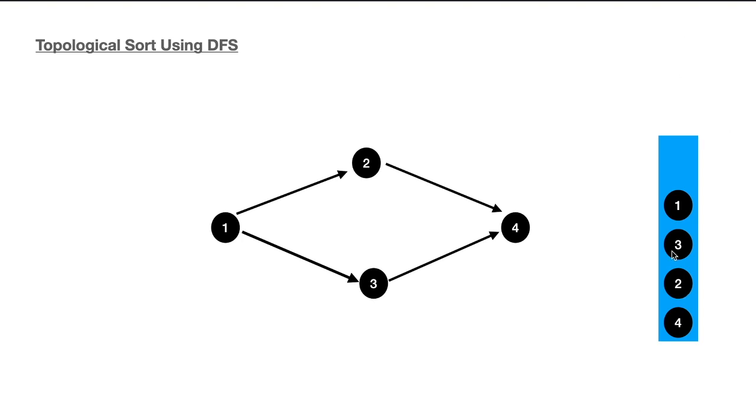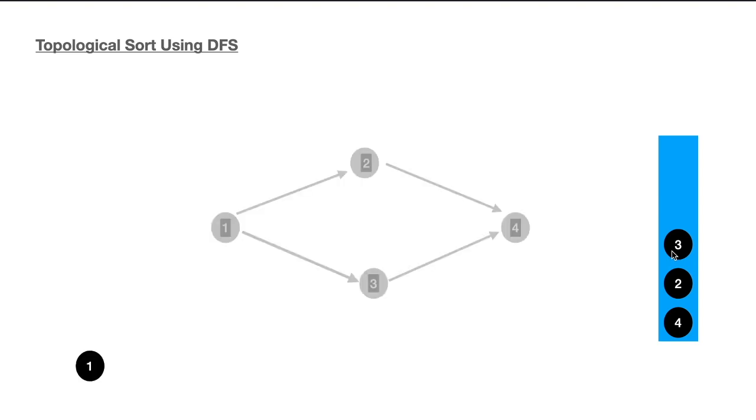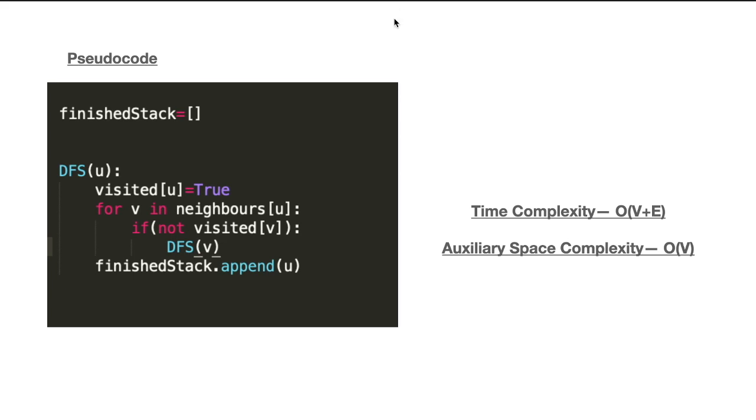And at the end of it, since it's a stack, I can just start popping the nodes one by one. Once I do that, this is a valid topological order for the given graph: 1, 3, 2, and 4. So this is the pseudocode of what I had just described. I'm maintaining a finished stack, and this is the normal DFS procedure. I'm marking the node U, on which the DFS is called, as true, that is, marking it as visited.